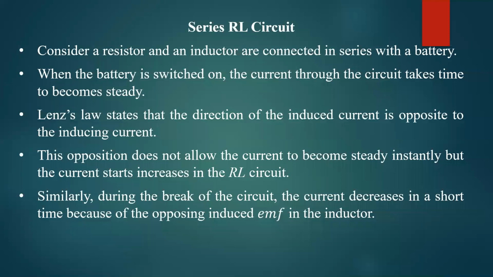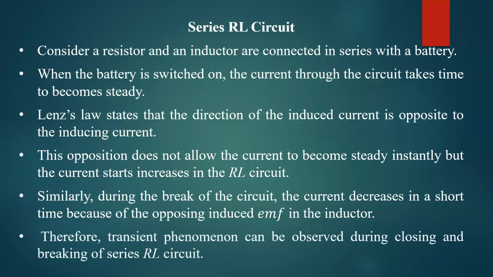Then the current decreases in a short time because of the opposing induced EMF in the inductor. According to Lenz's law, again, if the battery is switched off, the inductor will oppose the decrease in current. Because of that, the current decreases slowly. It will not decrease suddenly, but it will decrease slowly in a particular short interval of time. Because of that, during the switching on and the switching off of the circuit, the transient phenomena of current is going to be observed.